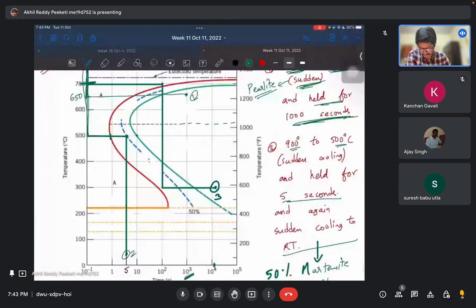Because we are instantly cooling, right? So there won't be any pearlite. All the austenite will convert to bainite only.